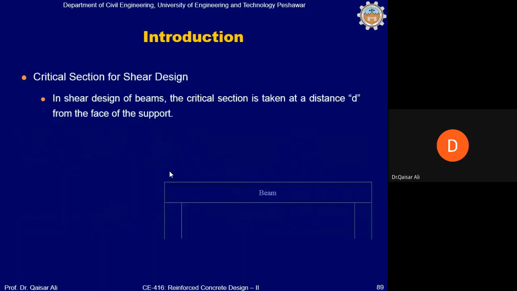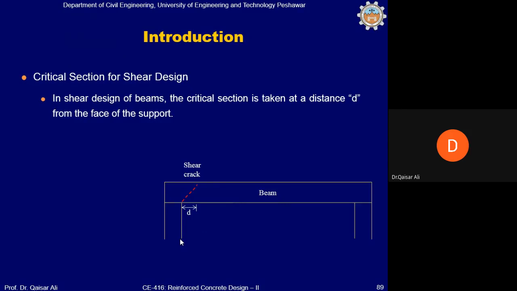In the case of beam shear, if you remember, we used to take critical shear at a distance of d from the face of the support, instead of taking this at the face of the column. At the face of the column or at the center of the column, there will be no doubt maximum shear, but the critical shear, which is to be used in the calculation of shear reinforcement, is taken at a distance of d from the face of the support.